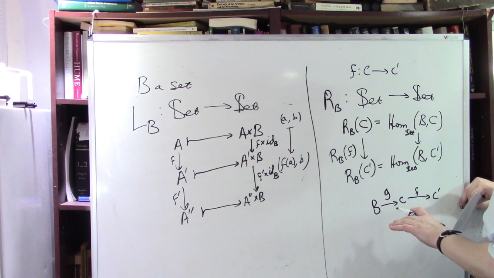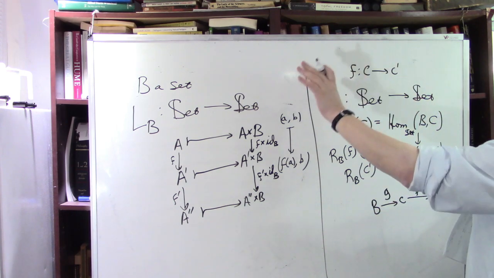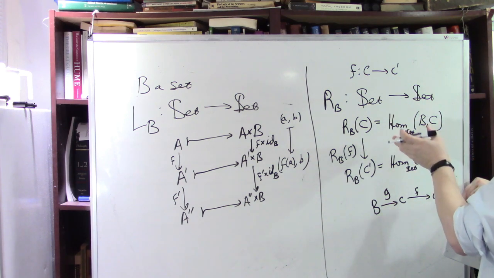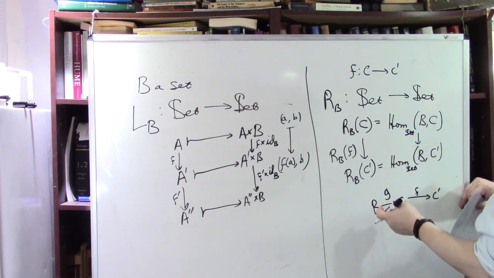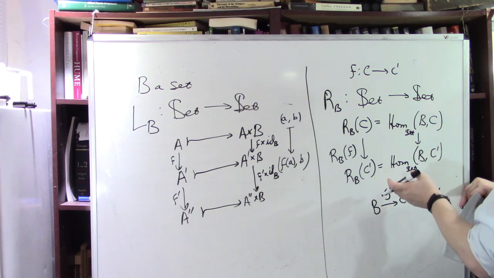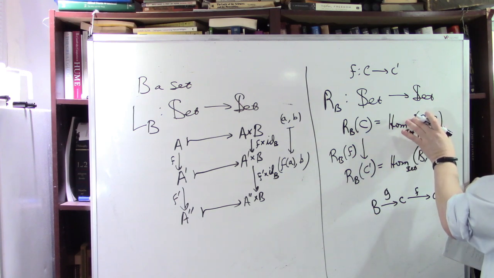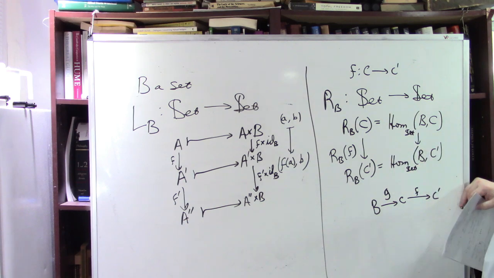Okay, so basically B is your set thing, C is your target. And you're looking at all morphisms from B to C. You sometimes change your target, and you want to look at all your homomorphisms from B to C prime. And if you have a morphism from B to C, then you have a morphism from B to C prime, like that.